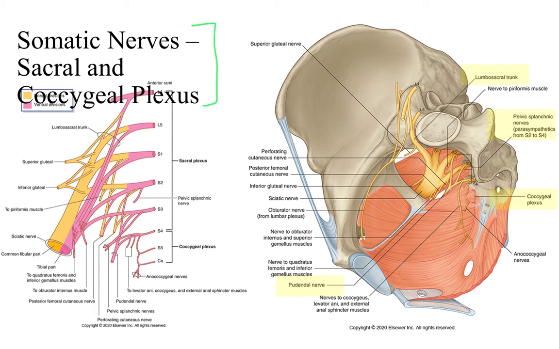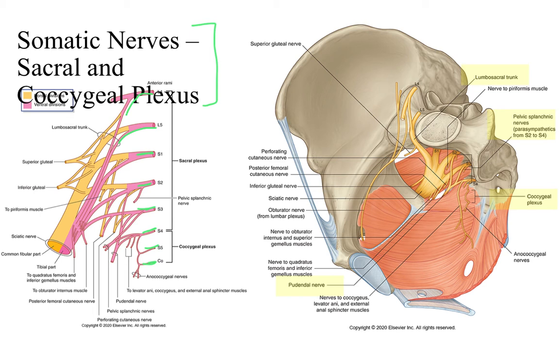So what we want to talk about here is the somatic nerves, the sacral and coccygeal plexus. You would expect that the sacral and coccygeal plexus would come from the sacral nerves, S1, S2, S3, S4, and S5, as well as coccygeal. But notice that they also have some significant contributions from L4 and L5, the lumbar. And in a few lectures from now, we're going to talk about what we call the lumbosacral plexus. So this is a preview to that, and you'll see it come up again later on.